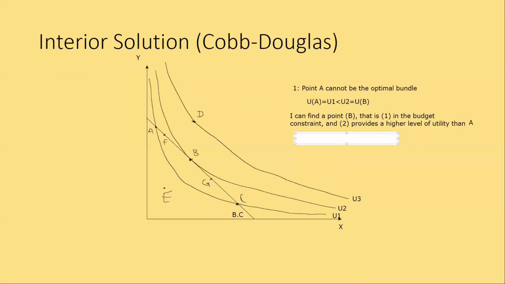My second statement is that point B is the optimal bundle, and any point other than point B cannot be an optimal bundle, because I can apply the statement I made above, statement 1, to any of those bundles. All right.